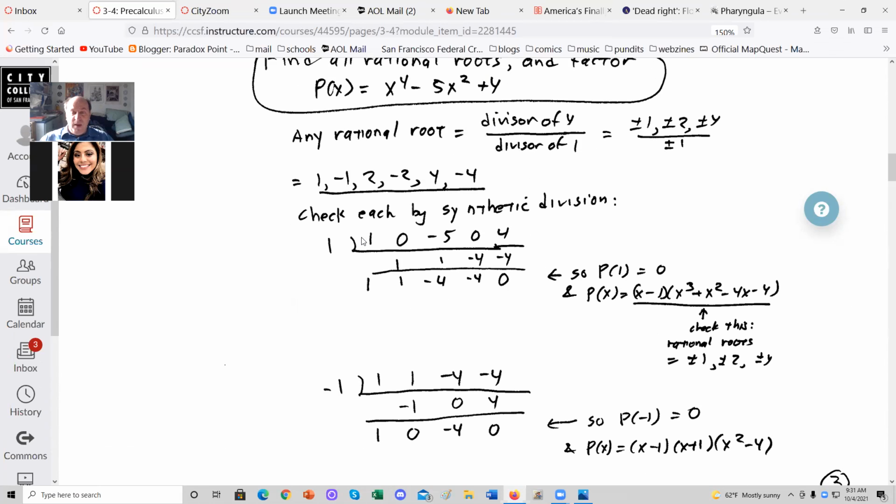So we'll divide 1 into this: 1, 0, negative 5, 0, 4, and try to check out 1. Down comes a 1, times 1 is 1, plus 0 is 1, times 1 is 1, plus negative 5 is negative 4, times 1 is negative 4, plus 0 is negative 4, times 1 is negative 4, plus 4 is 0. P of 1 is 0. And that means that p(x) is x minus 1 times the polynomial this encodes, x cubed plus x squared minus 4x plus 4.